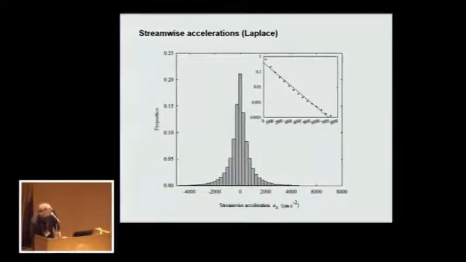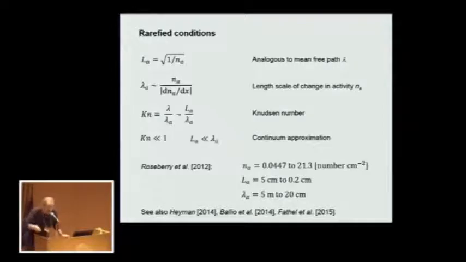Let me turn briefly to the idea of rarefied conditions. We can define, using the number activity, the number per unit area, a characteristic length scale, which is analogous to the mean free path. We can define a characteristic length scale. If you are a numericist, you may think of this as the grid size. We appealed to the definition of the Knudsen number, which is the mean free path over a characteristic length scale. The continuum approximation is satisfied if the Knudsen number is quite small.